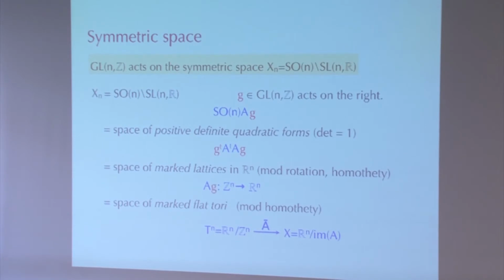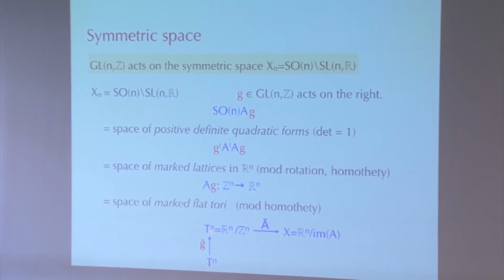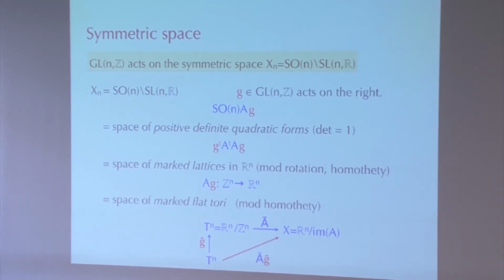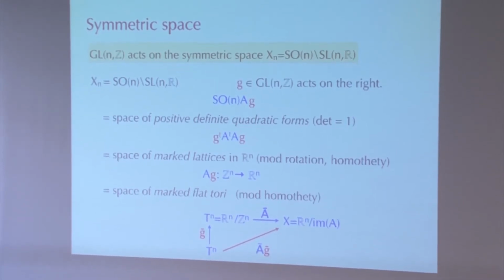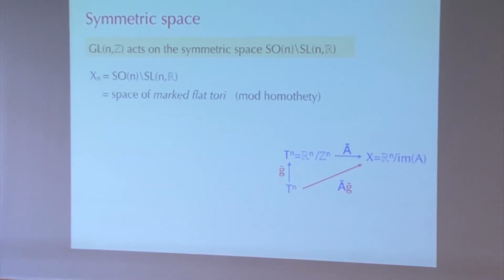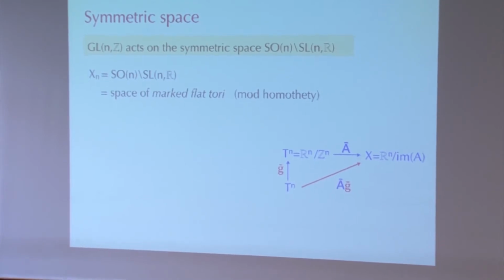Here you precompose this map by a map Z^n to Z^n. And here again you precompose. You realize this map by a map of a torus and compose. So that's four different ways to think of this symmetric space. This is the one I want to focus on.